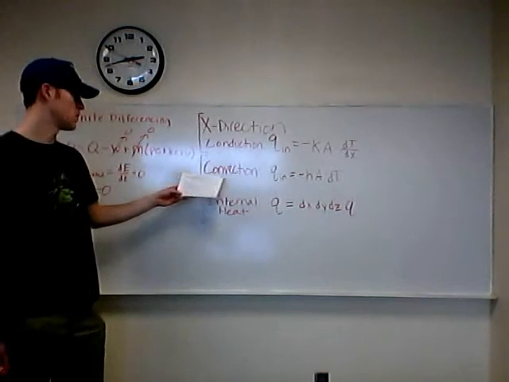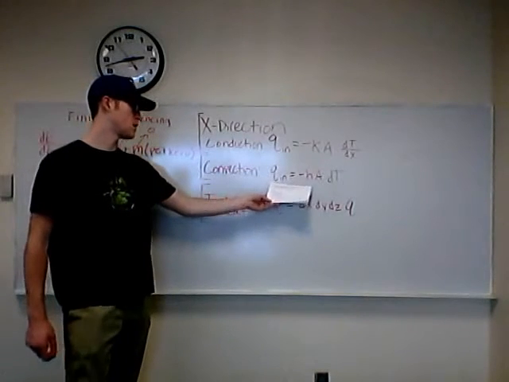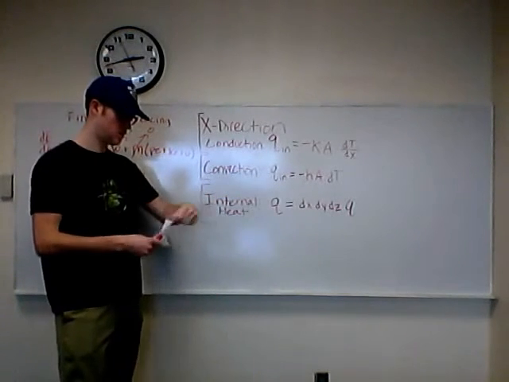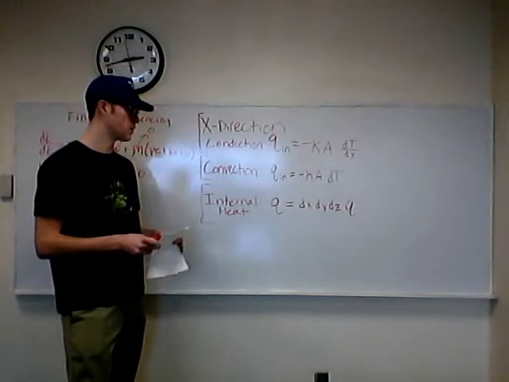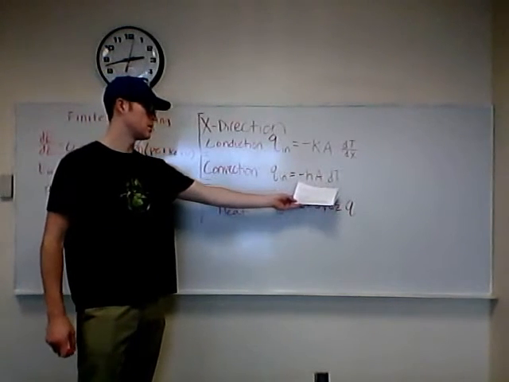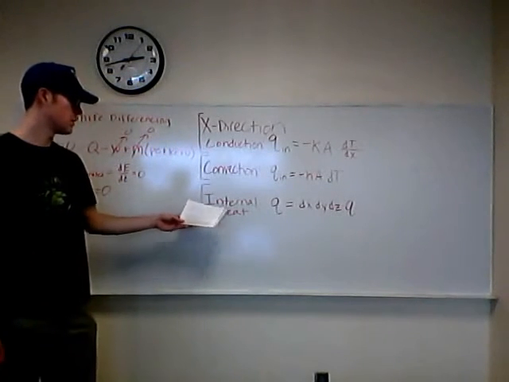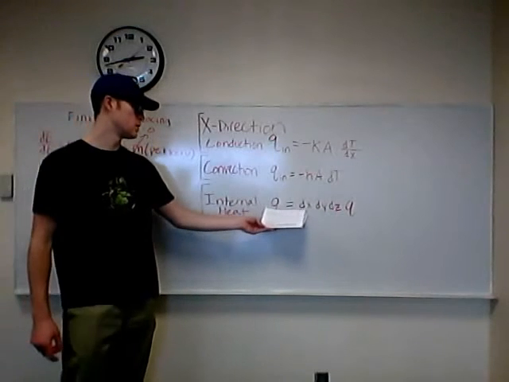The next equation is the heat transfer equation through convection, where H is the heat transfer coefficient, A is the surface area of the boundary between elements, and dT is the change in temperature. The third equation is internal heat generation.